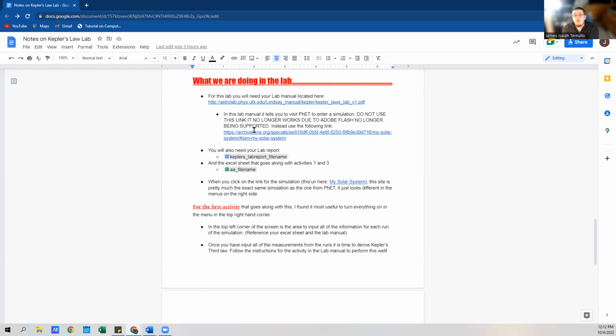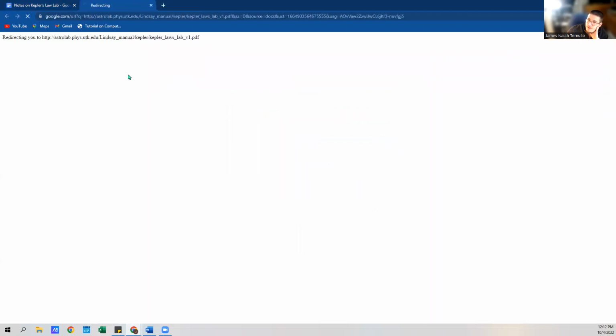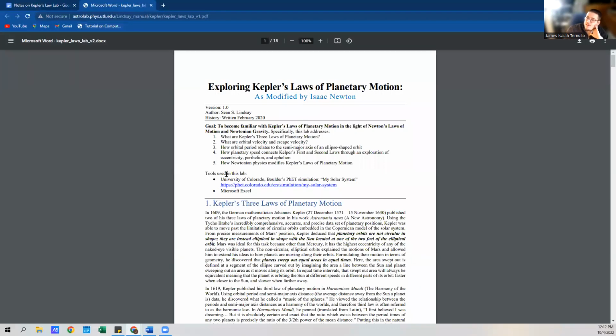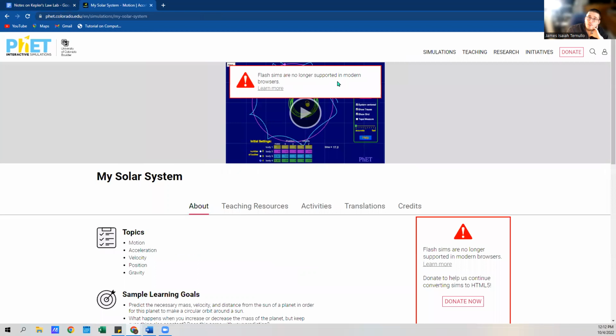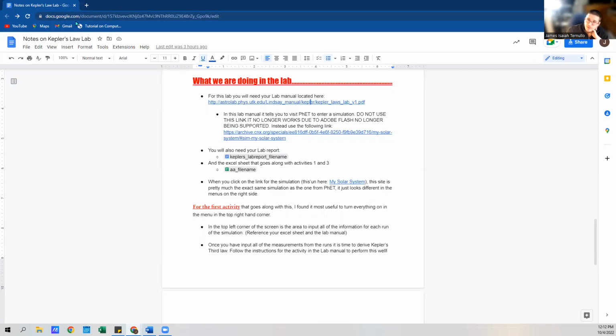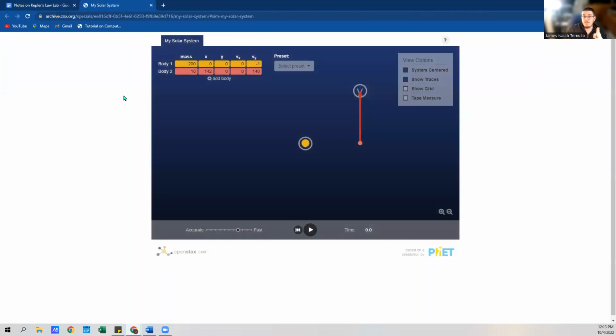There's also a link that's inside that lab manual. In fact, let me just click on this and go back here. This link no longer works. If I click on it, it's going to tell me that Flash is no longer supported. That's fine. People have fixed that. If you click on this link, which I've also provided on Canvas, it will bring up the simulation.